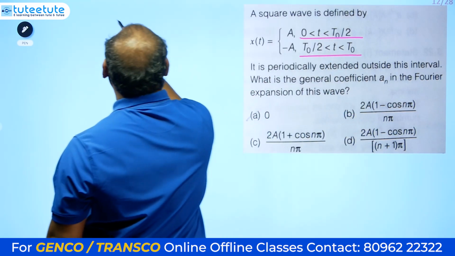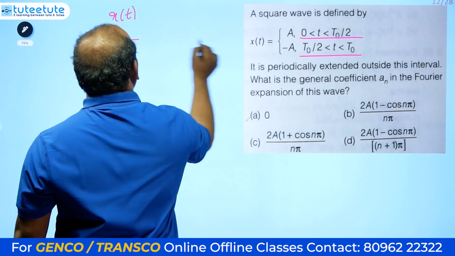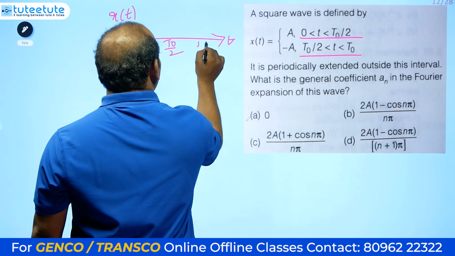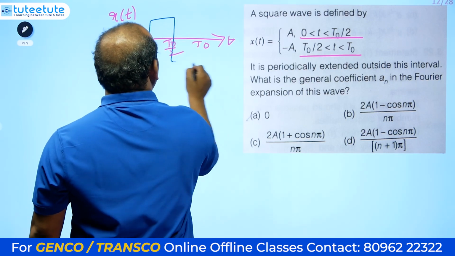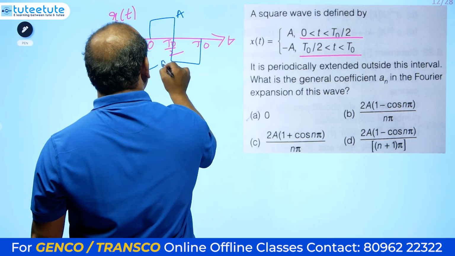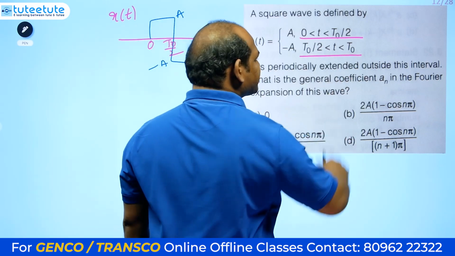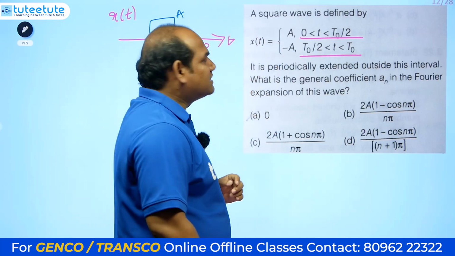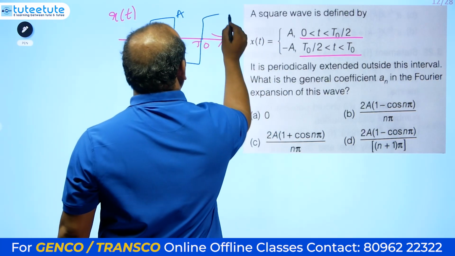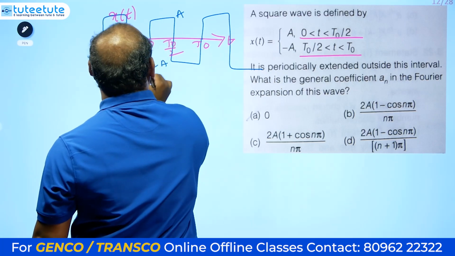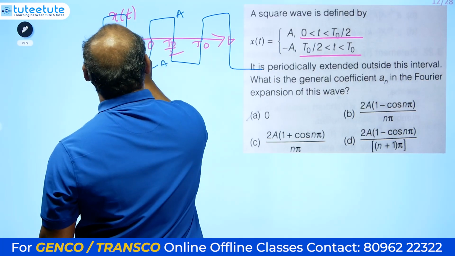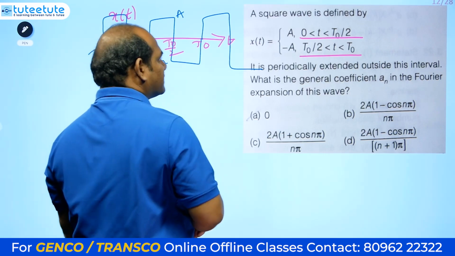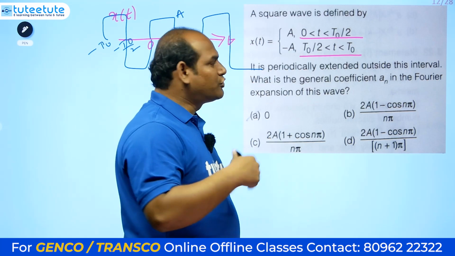So here I am taking the given x of t signal. How is this particular signal? T is equal to 0 to T naught by 2 and T naught, like this we have to take. And this is the given signal, A and minus A, and this portion is periodically extended outside this interval. Okay, so it is a periodic signal. This will be repeated continuously like this. This is minus T naught by 2, this is minus T naught, like this it will be extended from minus infinity to plus infinity.